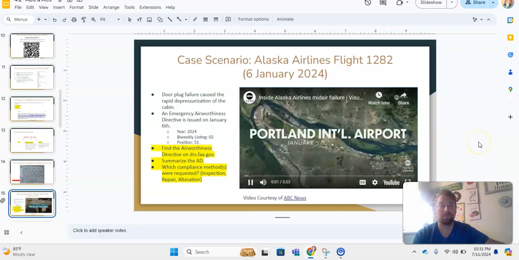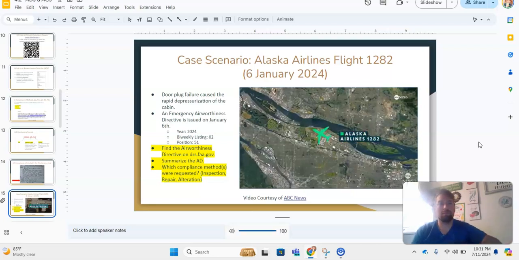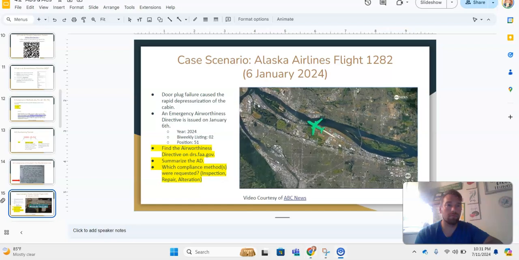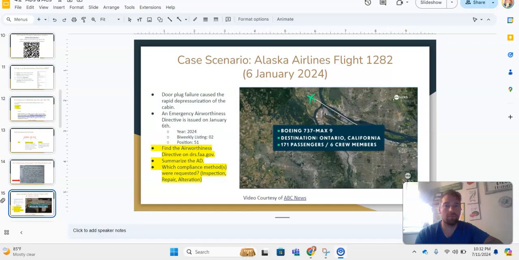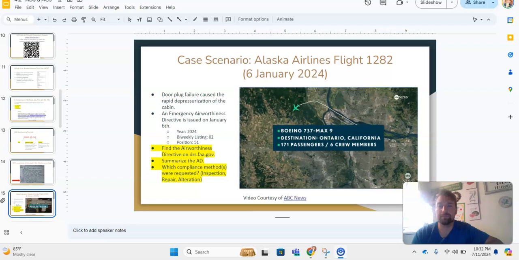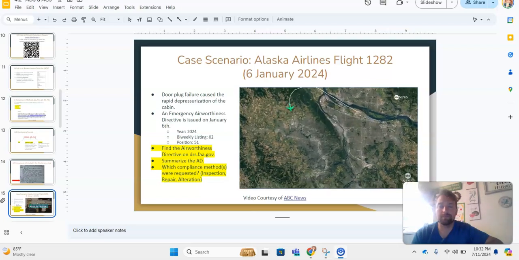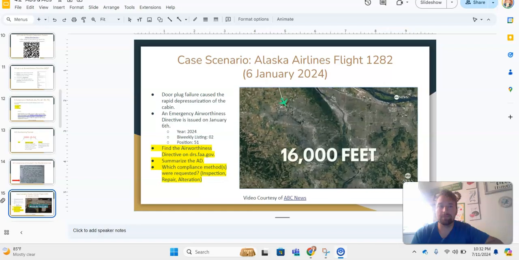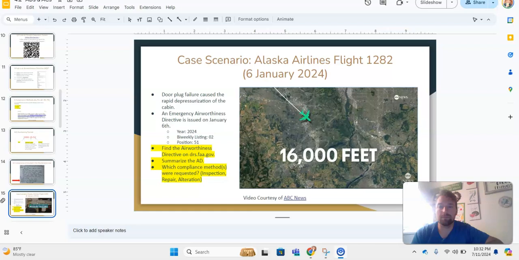It's Friday, January 5th at Portland International Airport. Alaska Airlines Flight 1282 takes off at 5:07 p.m. local time. The aircraft, a Boeing 737 MAX 9, is bound for Ontario, California with 171 passengers and 6 crew members on board. It's now just a few minutes after takeoff and the flight is climbing through 16,000 feet above sea level when a section near the rear of the aircraft rips off.